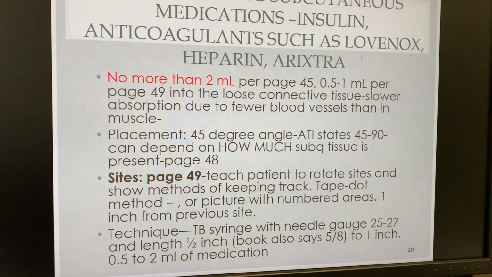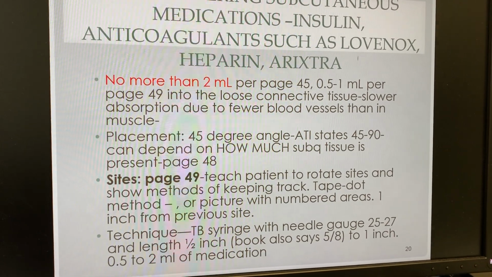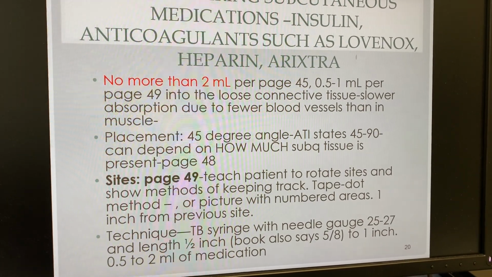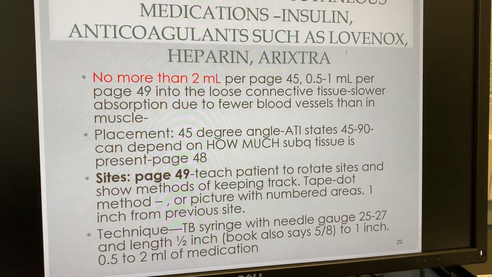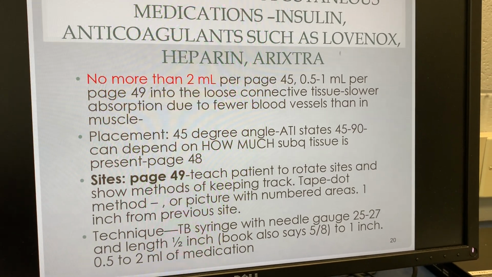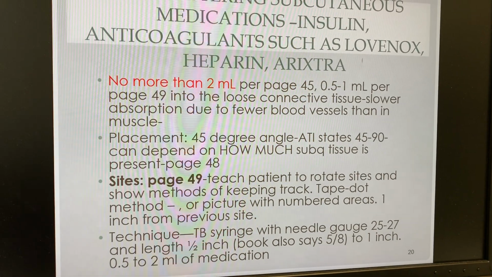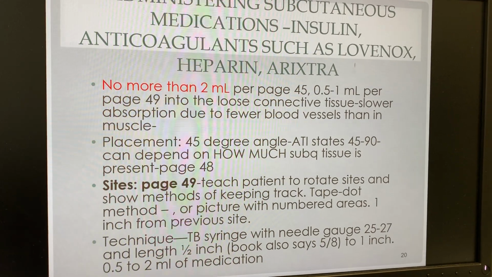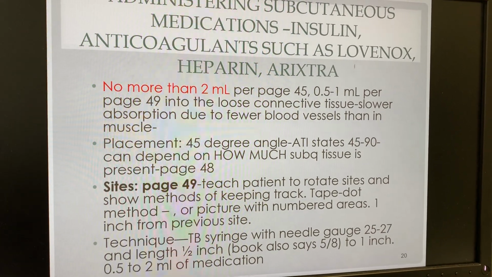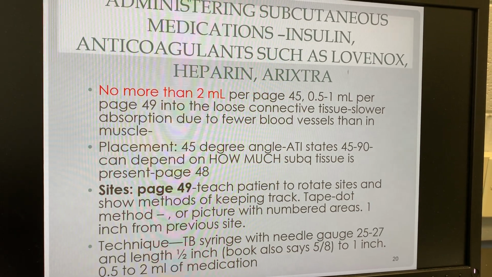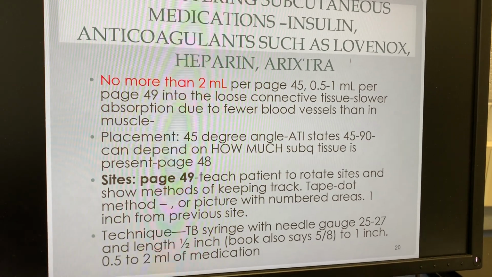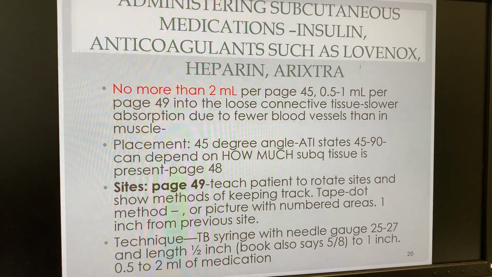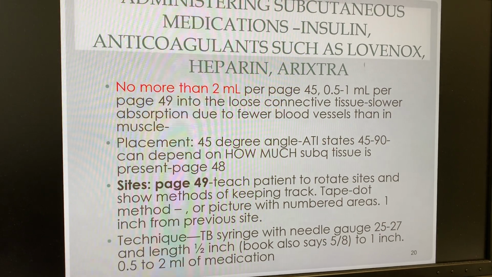Here you might use a TB syringe if you're drawing up your own medications like heparin. But many times you're going to give an insulin syringe if it's insulin. You want a needle gauge also that's 25 to 27, and the length can be 1/2 inch to 1 inch. The book will also tell you 5/8 inch to 1 inch. But remember, 1/2 is 4/8, so there's not that much difference between 4/8 and 5/8.